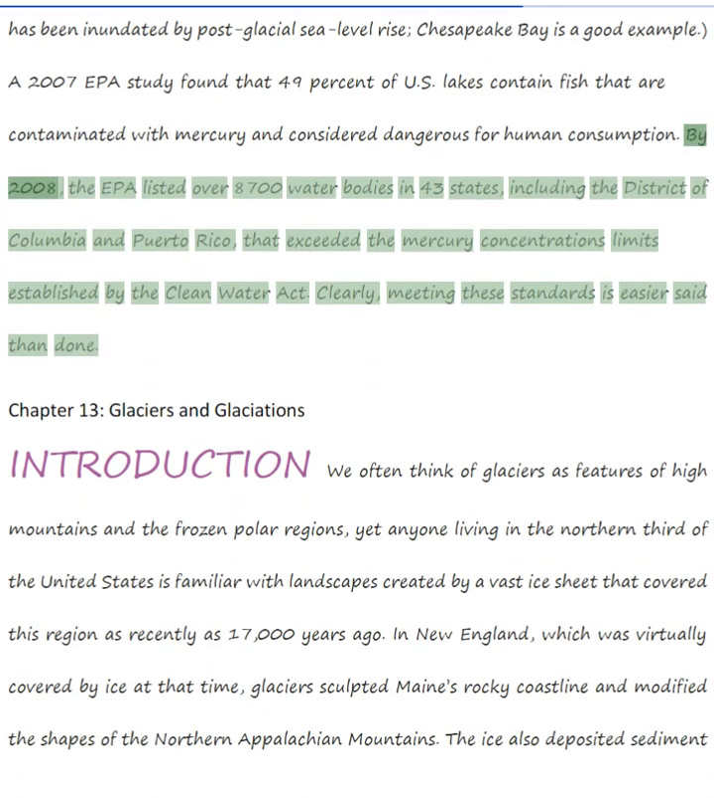By 2008, the EPA listed over 8,700 water bodies in 43 states, including the District of Columbia and Puerto Rico, that exceeded the mercury concentration limits established by the Clean Water Act.